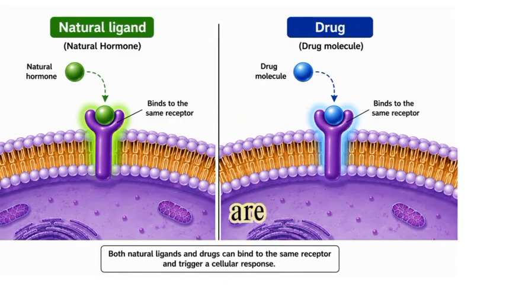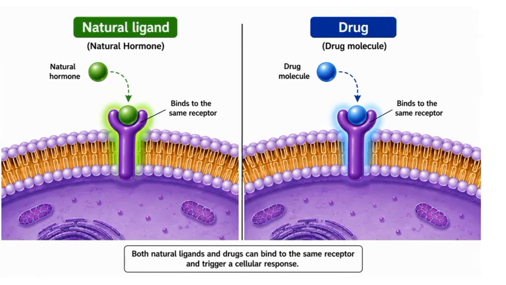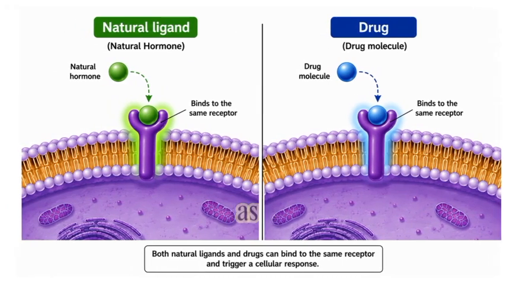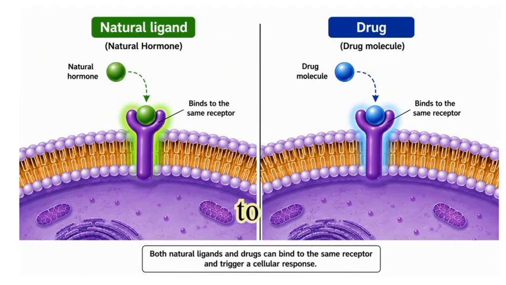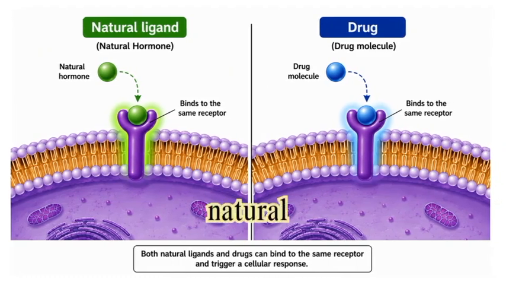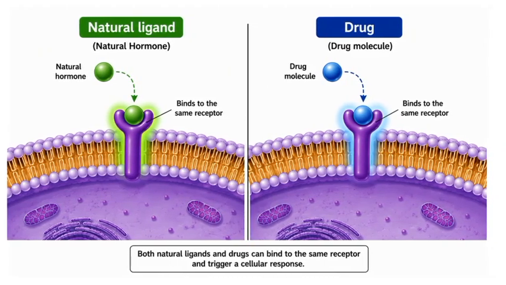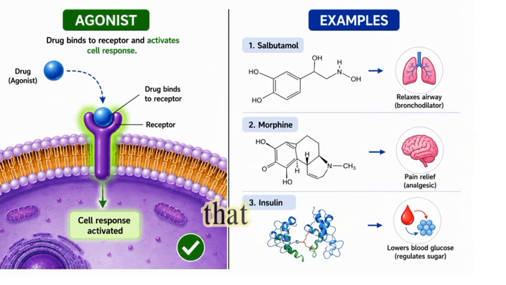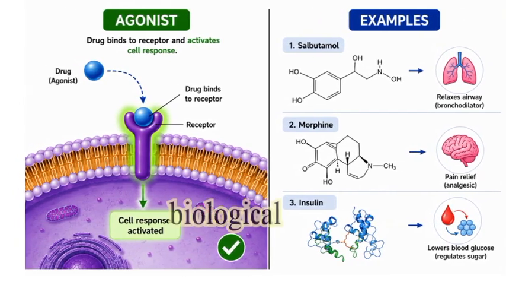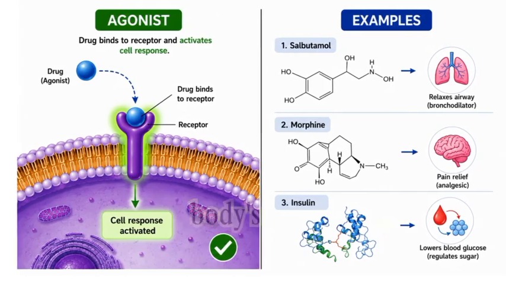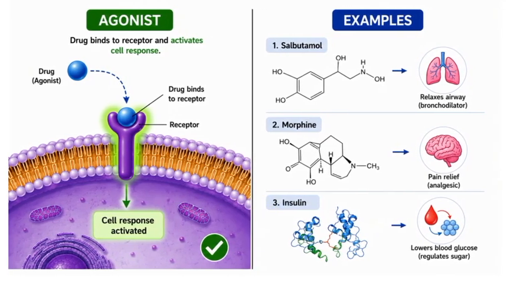Normally, receptors are activated by natural substances produced by the body, such as hormones and neurotransmitters. Drugs are designed to mimic or block these natural molecules. An agonist is a drug that binds to a receptor and activates it. It produces a biological response similar to the body's natural chemical messenger.